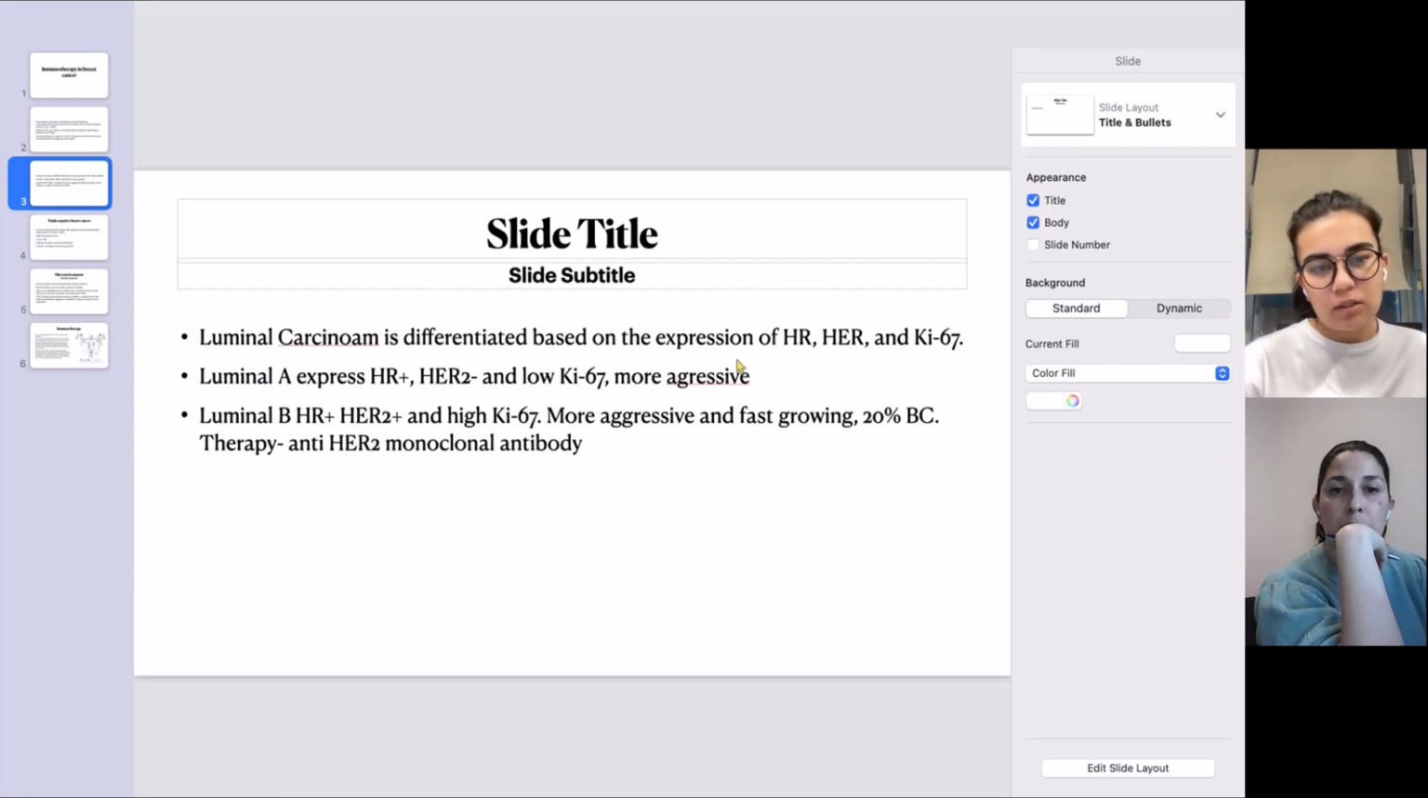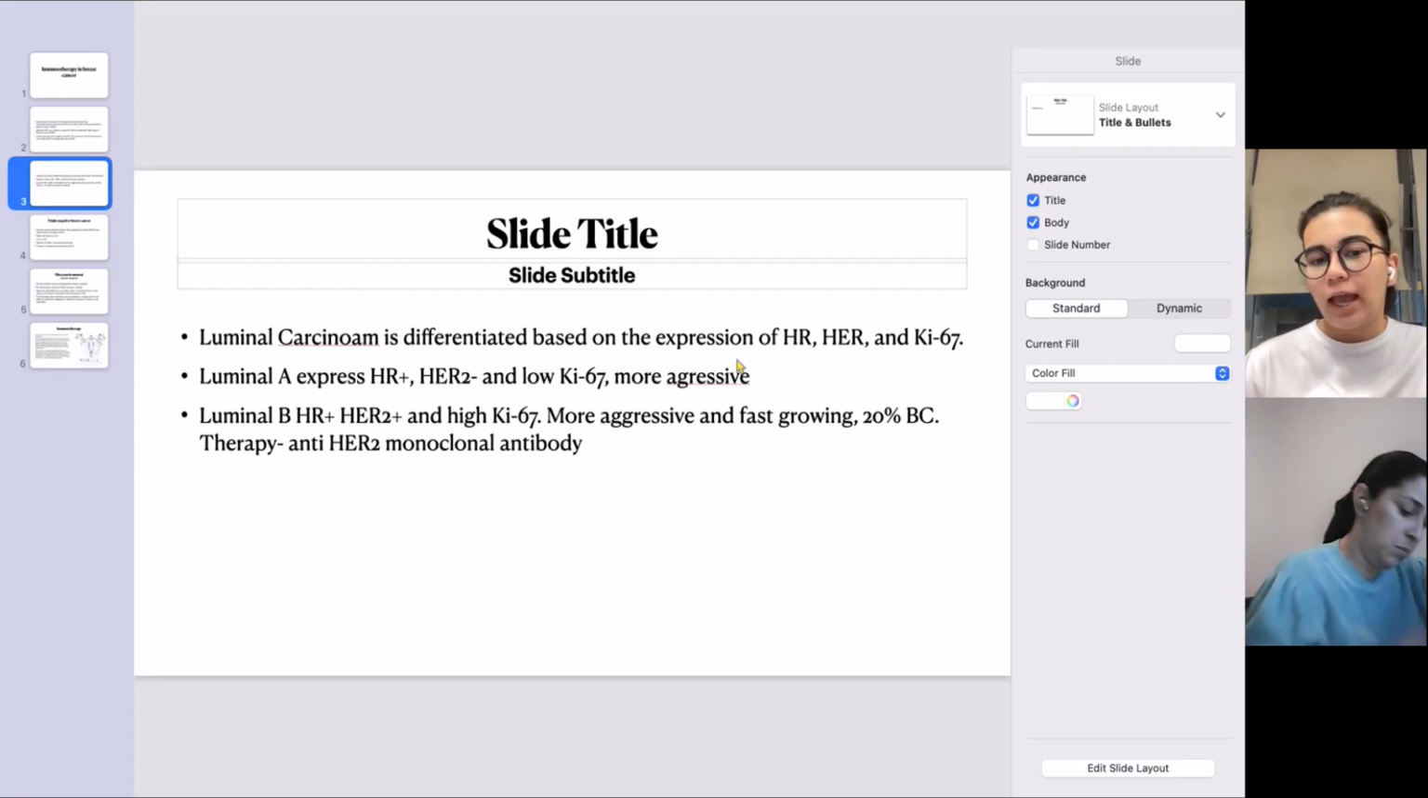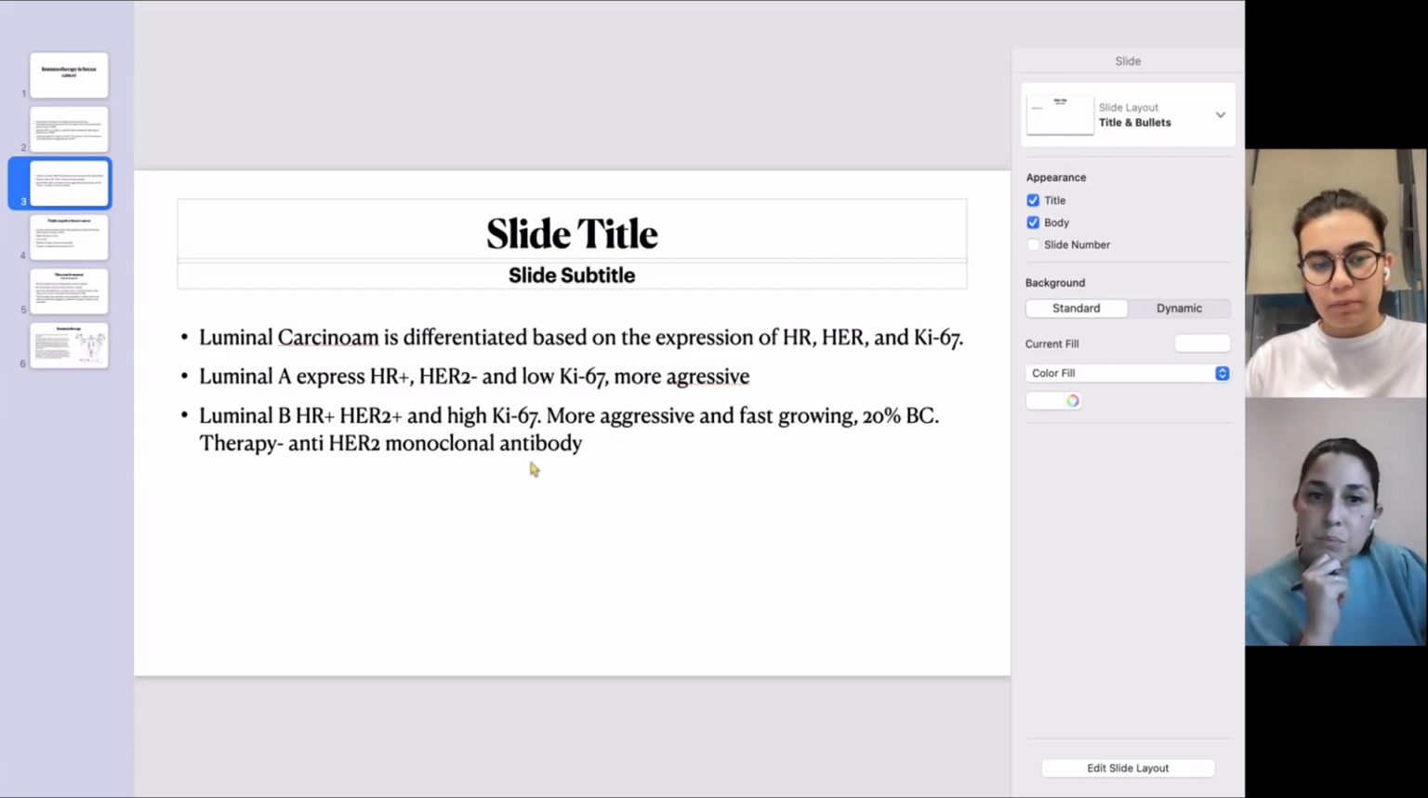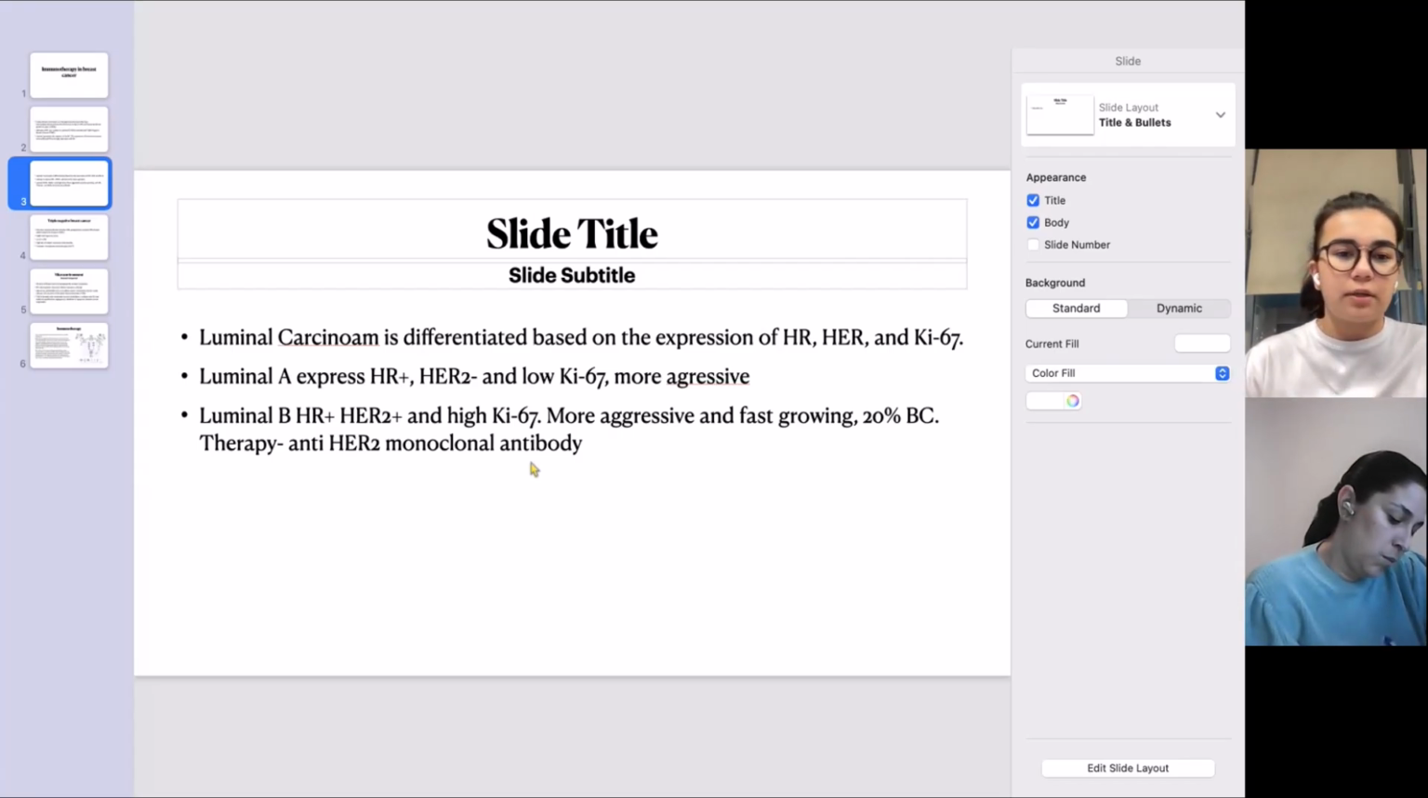While luminal B expresses HR negative, HER2 positive, and high Ki67. And that luminal is more aggressive. It's fast growing, and it constitutes 20% of breast carcinoma. And the therapy for the treatment of luminal B is the use of monoclonal antibodies that target specifically the HER2 positive receptor molecule.